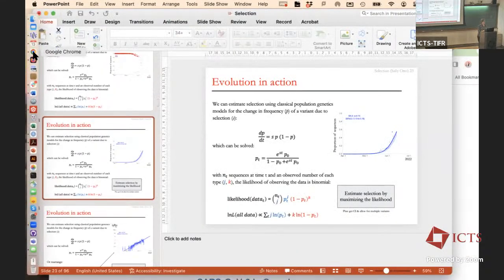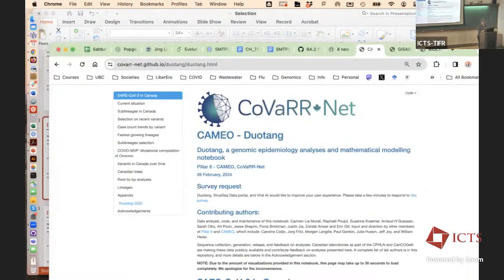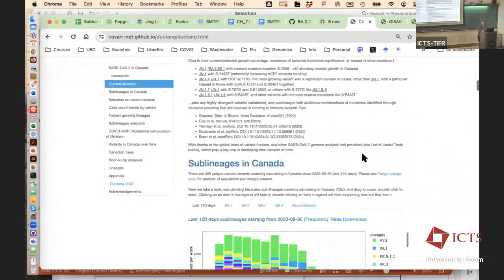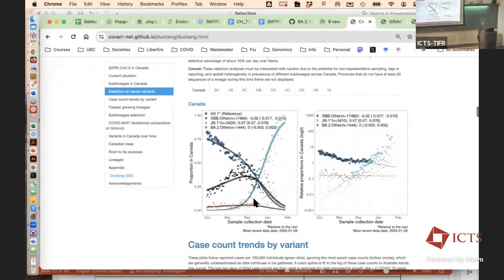I just want to show you briefly a website that we keep up and running that does this very thing, estimate selection on the different variants, but we keep it up and running to know how the different variants are rising over time recently. So for example, we see the rise in JN.1 towards the present, and its selection coefficient per day is estimated there, shown there as 0.07 relative to those other types.